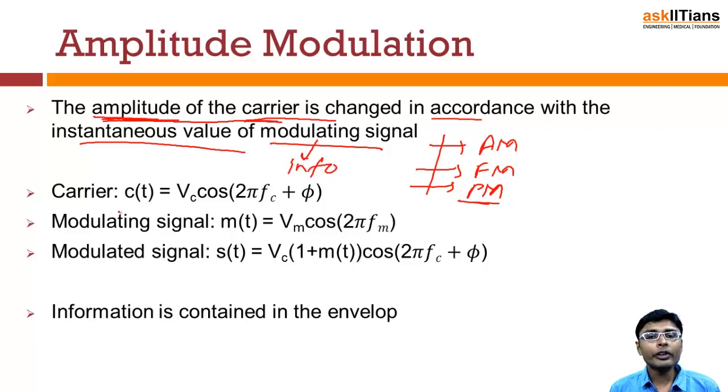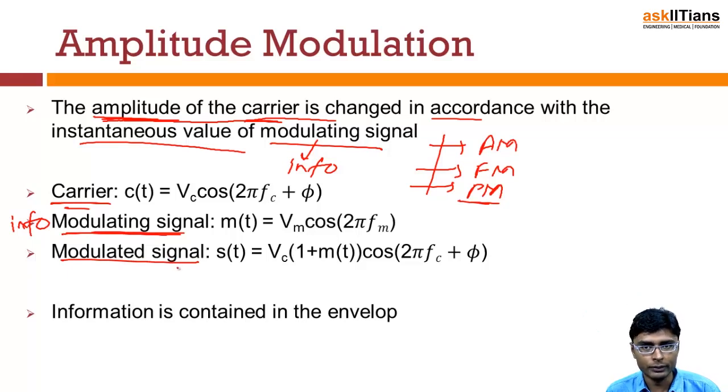There are three important signals which we have to remember. One is the carrier signal. Another one is the modulating signal or information signal, and the third one is the modulated signal, that is the signal after modulation. Now the carrier signal has amplitude Vc, frequency Fc, and phase phi. One more thing, t is missing here; all these terms will have t.